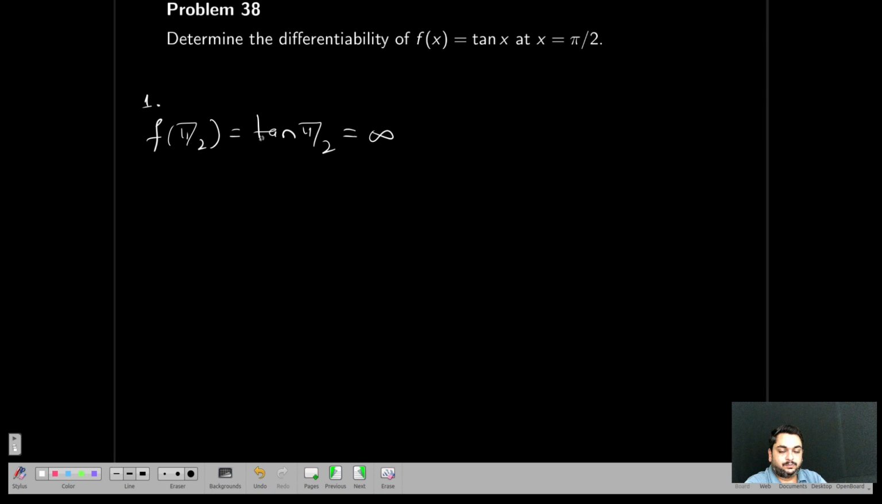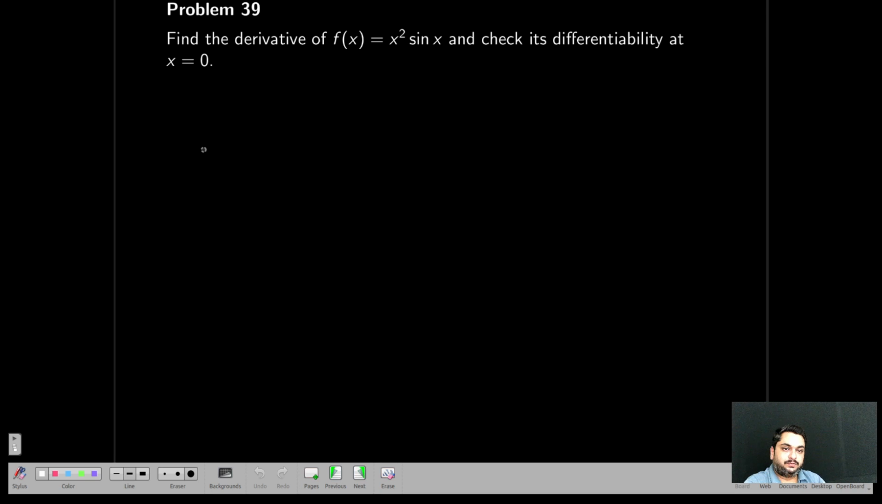So it's a vertical asymptote you get. Hence, we cannot check the continuity, and hence it is not differentiable. Cannot differentiate this vertical line also.